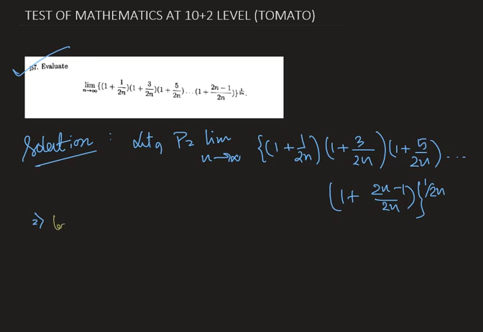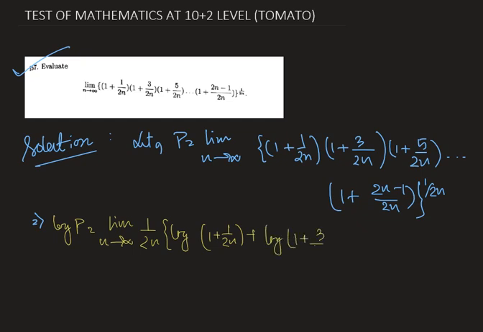Now if we take log on both sides, we get log P is equal to the limit as n tends to infinity of 1/2n times [log(1 + 1/2n) plus log(1 + 3/2n) plus dot dot dot plus log(1 + (2n-1)/2n)].